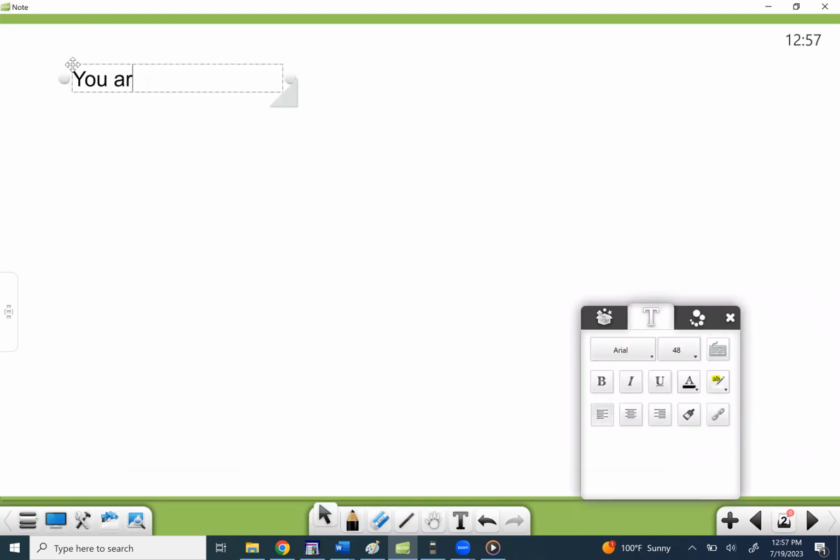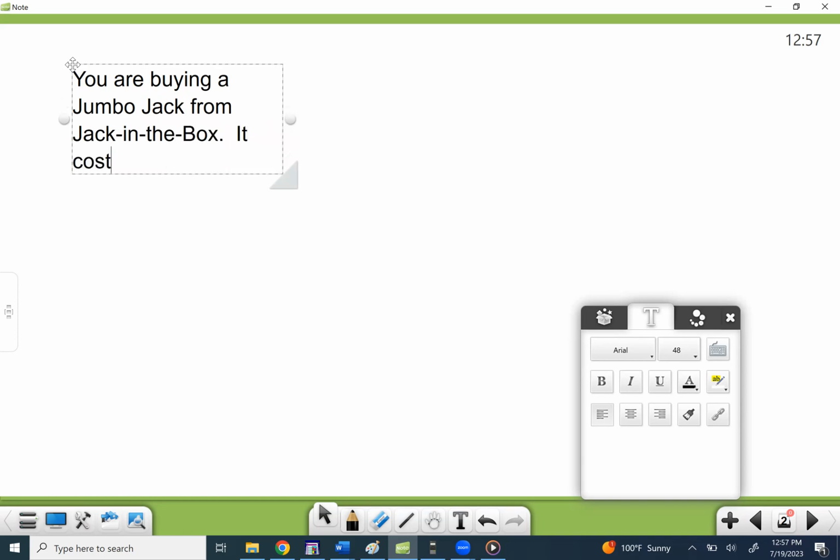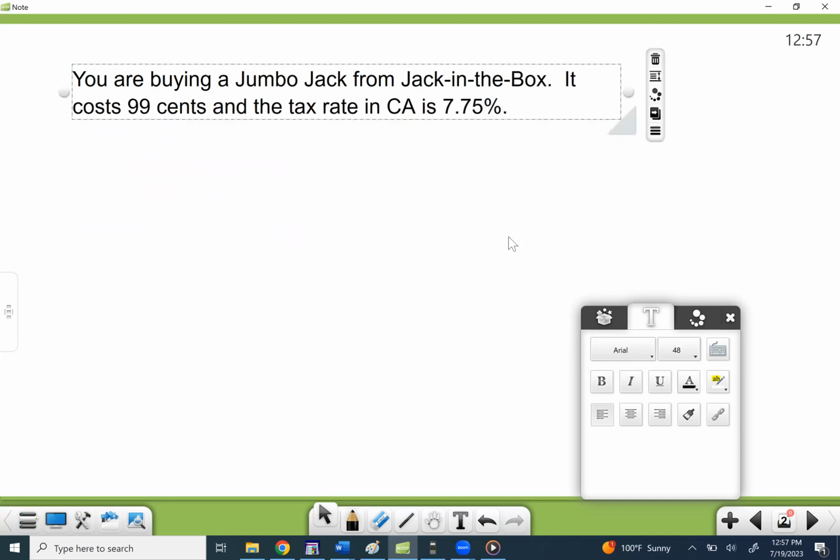You are, and this is back when I worked it, so the prices probably aren't right, you are buying a jumbo jack from Jack in the Box. It costs 99 cents. And the tax rate in California, where you live, is 7.75%. We still are at 7.75%. The jumbo jack doesn't cost 99 cents anymore, but whatever.